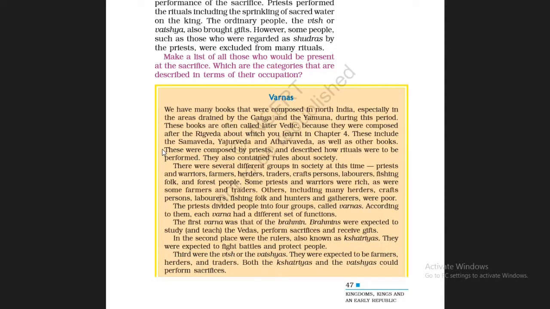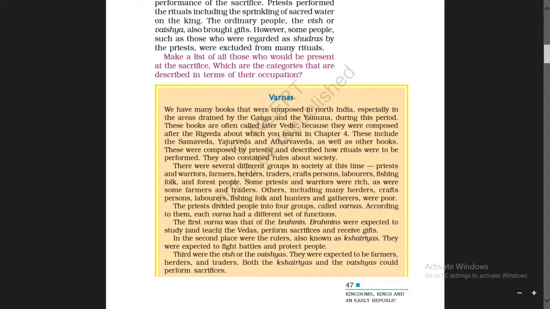We know that in Hindu custom we have 4 Vedas, but you must know them. They are Rig Veda, Samaveda, Yajurveda and Atharva Veda. Among these, Rig Veda is the oldest Veda. So this includes the Samaveda, Yajurveda and Atharva Veda, as well as other books.